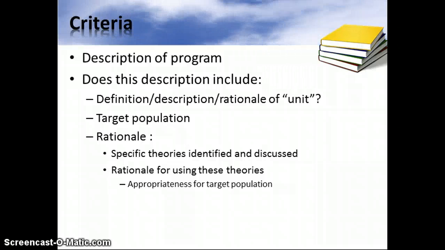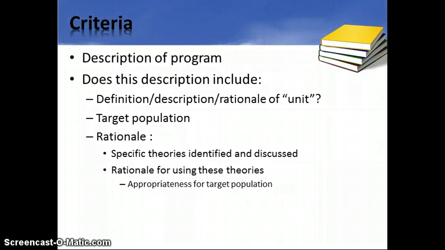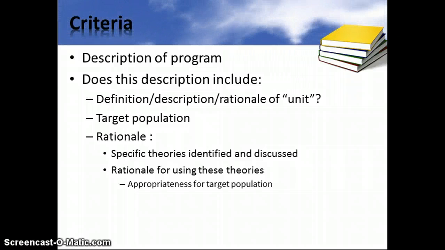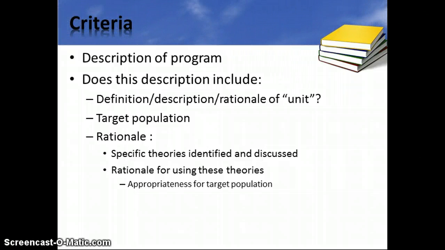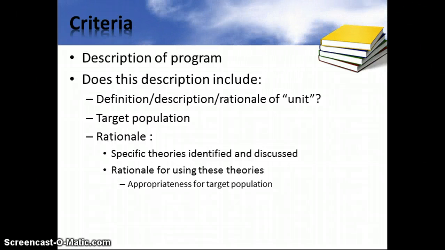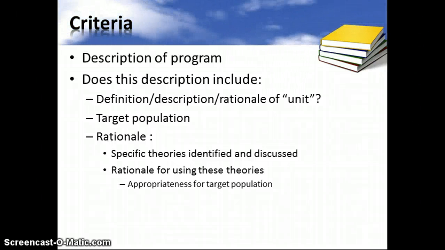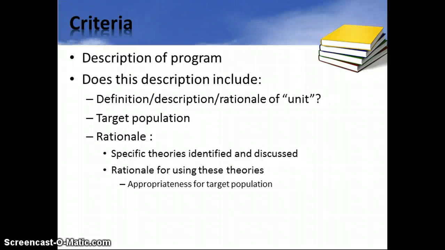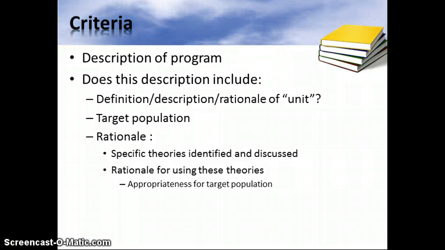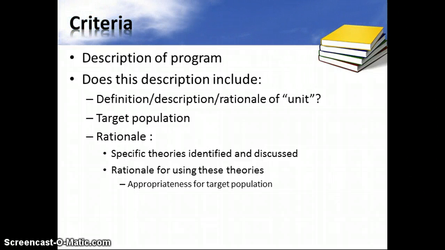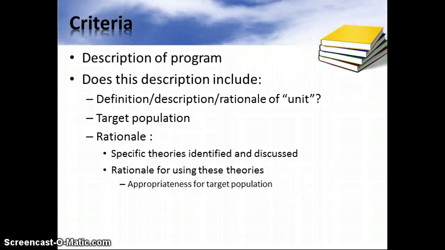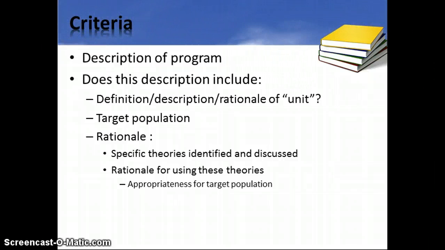The second narrative piece, which is in no more than 1,000 words, is a description of program. So first, that needs to define or describe what a unit is and give a rationale for why this is an appropriate unit. The reason I'm not telling you what a unit is is because you all looked at different programs.